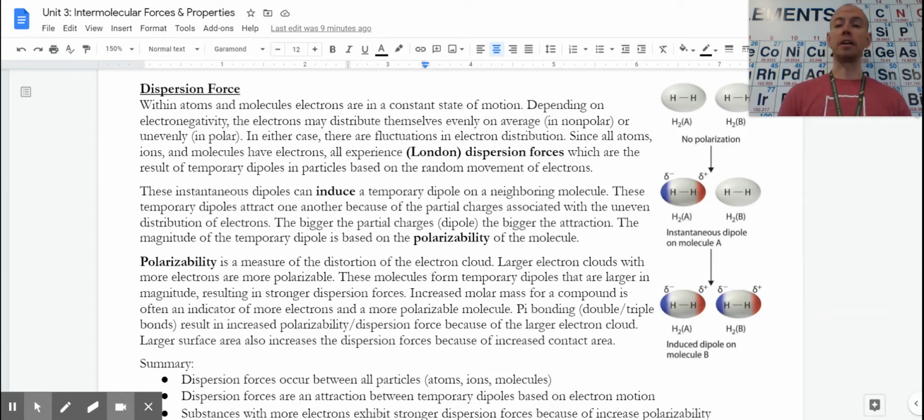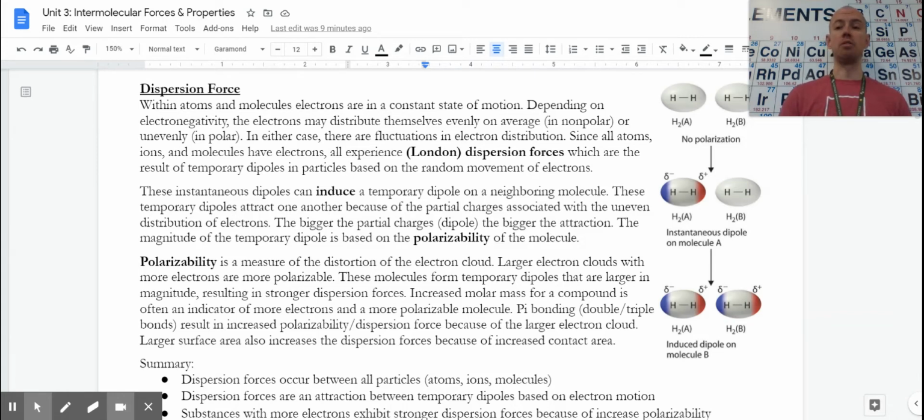One, all molecules experience dispersion forces, and two, they can be stronger than any other types, and especially with large molecules, they play a very important role. So whether I have an atom, and this happens with the noble gases or any pure element, or a molecule, my electrons are in a constant state of motion.